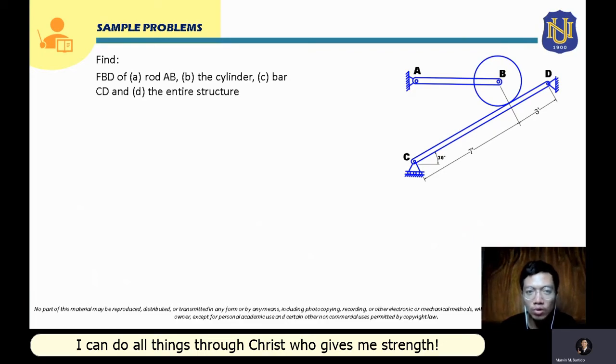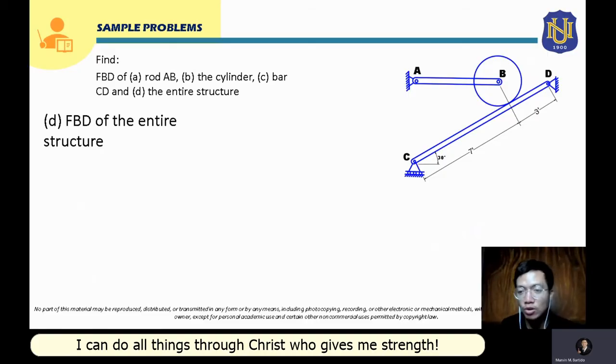Now let's proceed to letter D. We will now construct the free body diagram of the entire structure. Our rule for constructing the free body diagram of the entire structure is that we just have to show the reaction forces that are provided by the main supports. How are we going to know what the main supports are for this structure? We can know the main supports by analyzing this.